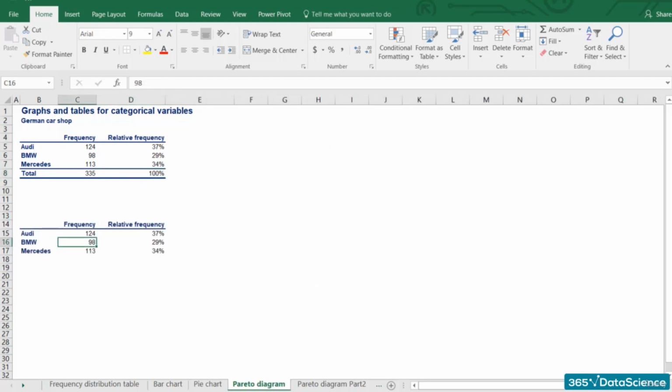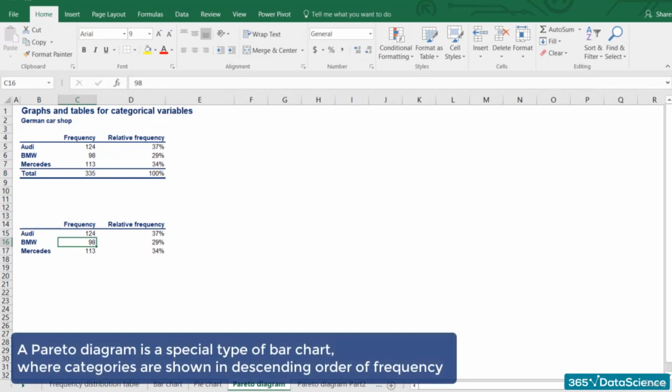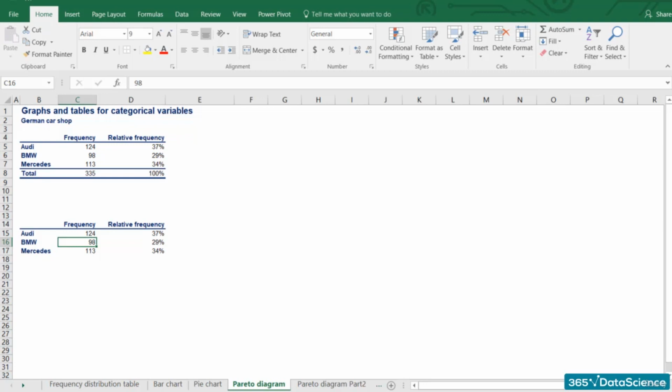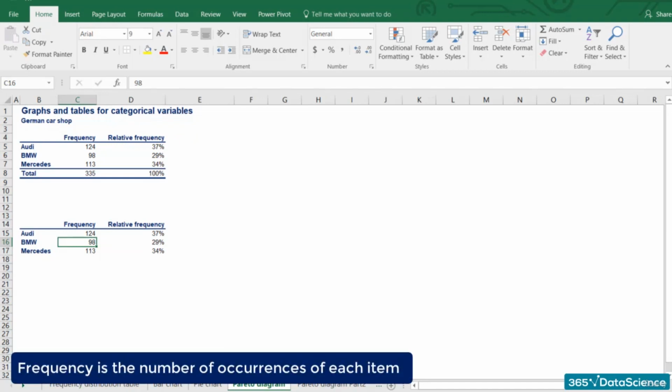Lastly, we have the Pareto diagram. In fact, a Pareto diagram is nothing more than a special type of bar chart where categories are shown in descending order of frequency. By frequency, statisticians mean the number of occurrences of each item. As we saw earlier, in our example, that's exactly the number of units sold.